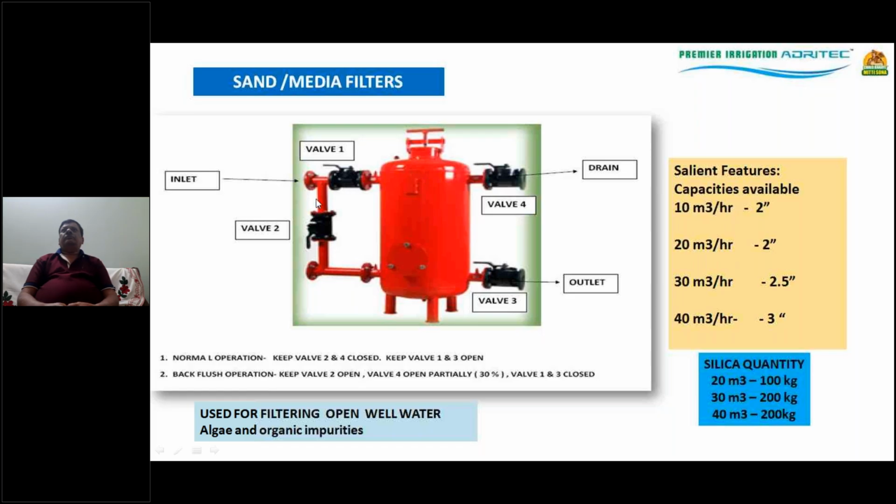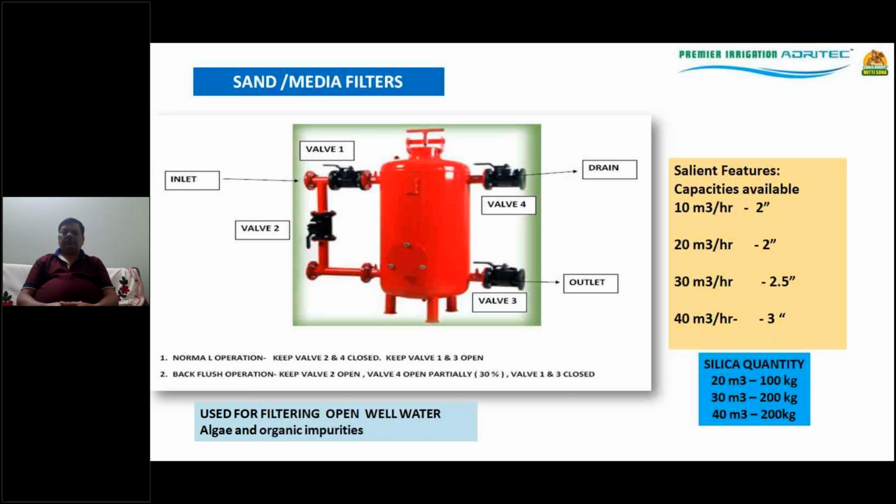I will close valve 1 and valve 3, and I will make the water flow from bottom to top and allow all the algae to come out. Keep in mind this valve number 4 should be partially open. You don't keep it fully open, otherwise the entire silica media also will come out. So this is a sand filter which is used to remove the algae and organic impurities, and this is never given independently. After this you have to provide either a screen filter or a disc filter.